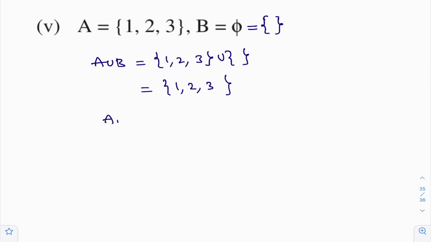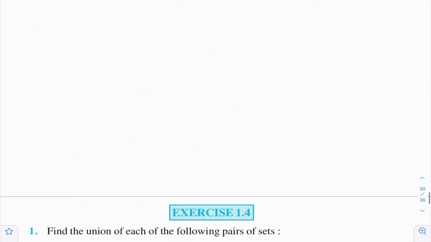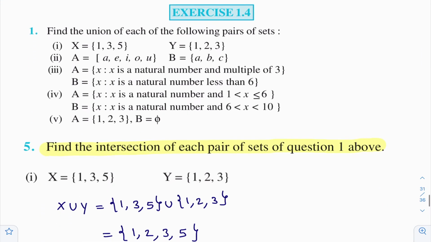A intersection B. A intersection B means what? The elements which are common in both: 1, 2, 3 intersection null set. What elements are common in both? In this set, there is no element. So the point is, there is no element common in both. So what will you get here? Here you will get null set. A intersection B is null set. So A union B is this and A intersection B is like this. In the first question, they are asking us to calculate A union B as well as A intersection B. So both are done. In the fifth question, they are asking A intersection B. So the fifth question is also completed here. So first question, fifth question completed.